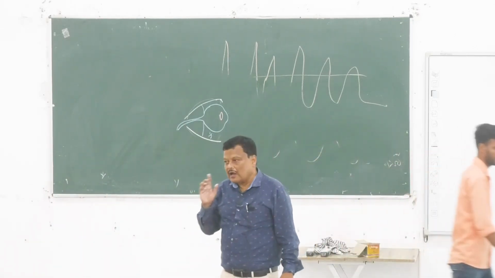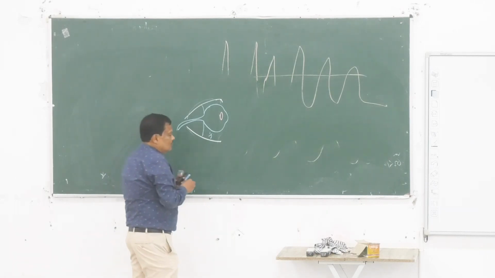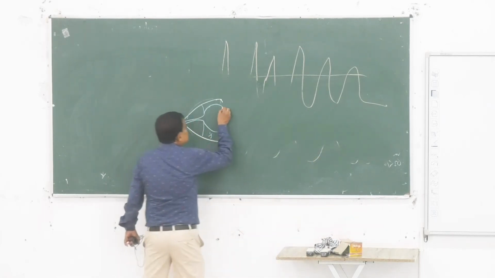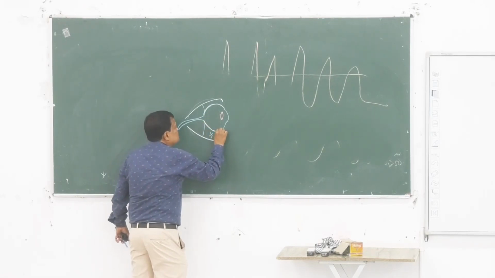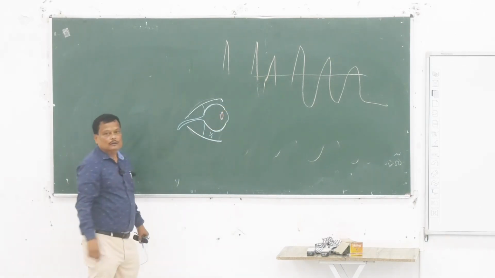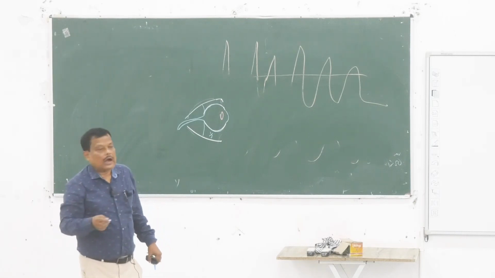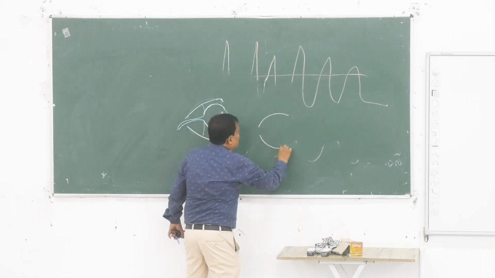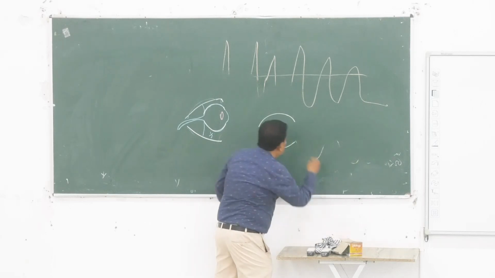Already in your CBSE or higher secondary class, you know that there are three coats of the eyeball. The outer coat is the sclera, which is continuous anteriorly with the cornea. There are three coats of the eyeball. The outer coat is the sclera, the white of the eye, which is continuous with the cornea.